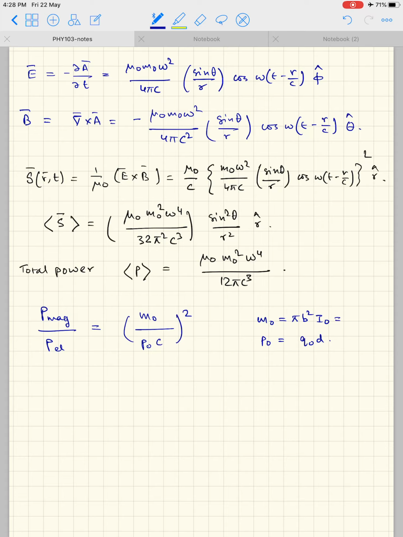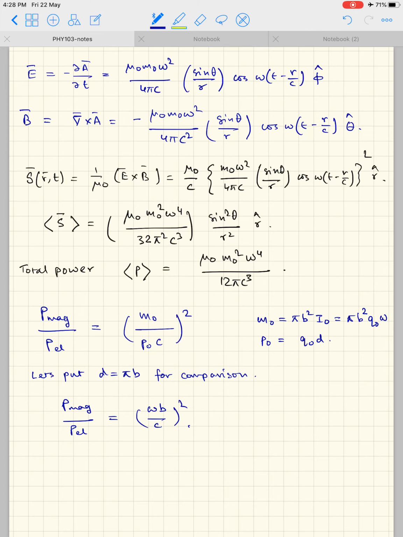I naught is essentially, if you look at it, pi b squared q naught omega. So let's put d is equal to pi b for comparison. Then P magnetic by P electric is going to be given by omega b over c whole squared.